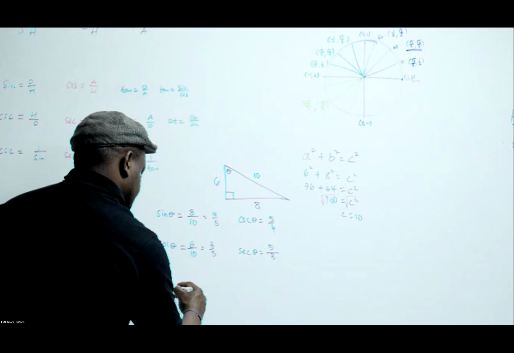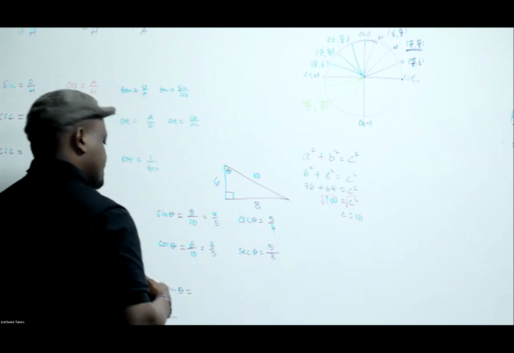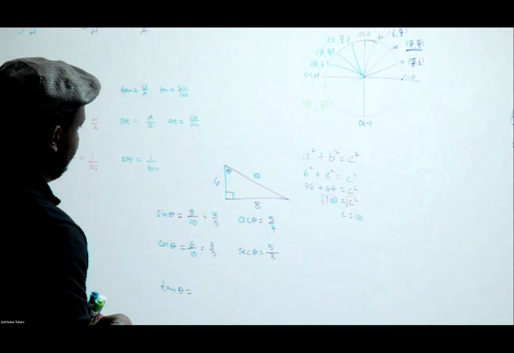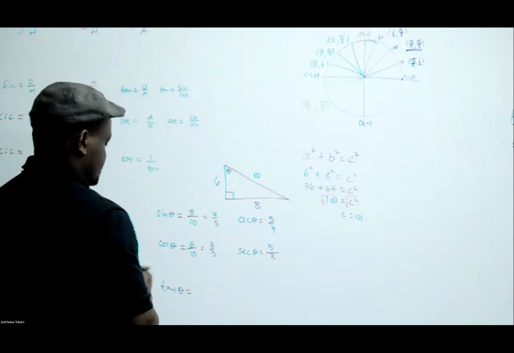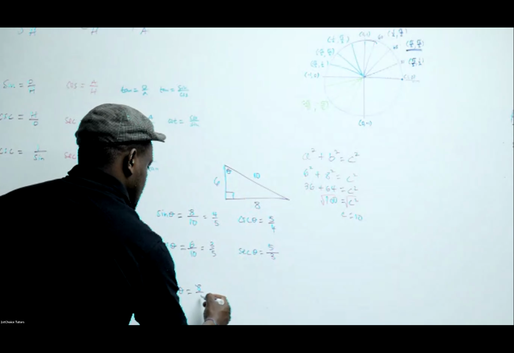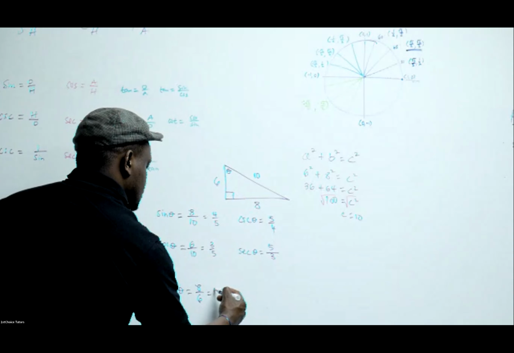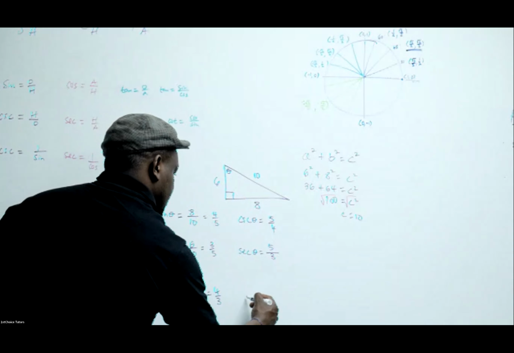All right, now we'll do tangent. What's tangent? Tangent is opposite over adjacent. So opposite 8, adjacent 6. Simplify. It'd be 4/3. Okay, what's cotangent? The inverse of it.